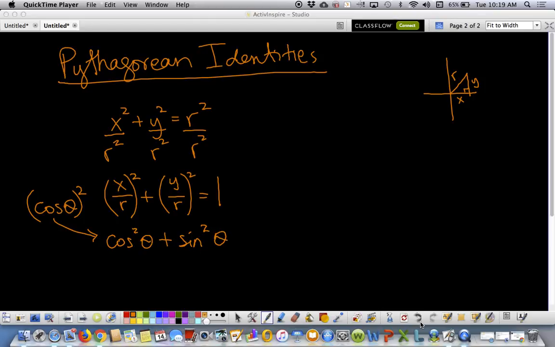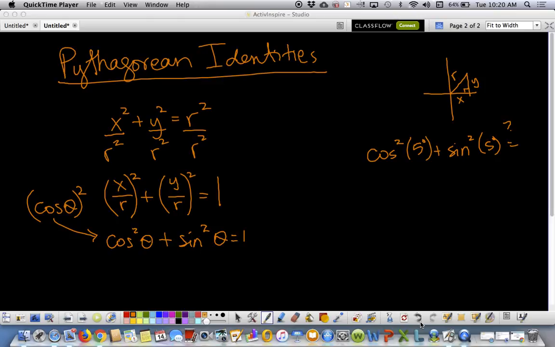Cosine squared theta plus sine squared theta equals 1. Have you heard that? Have you seen that before? So let's pick a number, any number. 5. Okay, so we're going to do cosine squared of 5 degrees plus sine squared of 5 degrees equals question mark. So you're going to plug in your calculator.